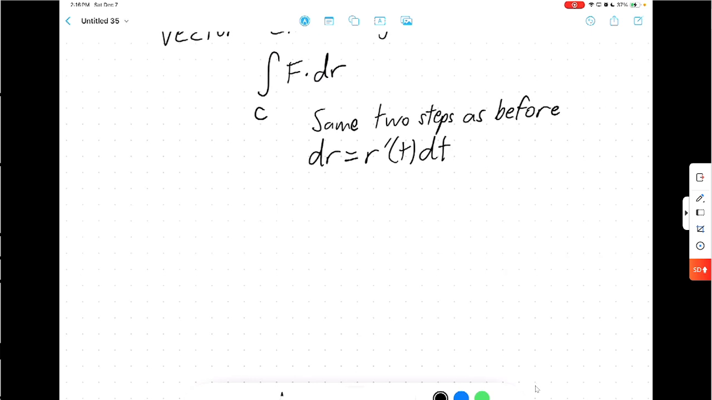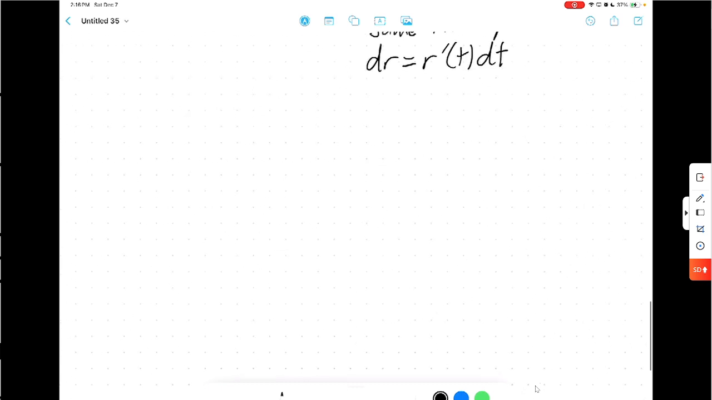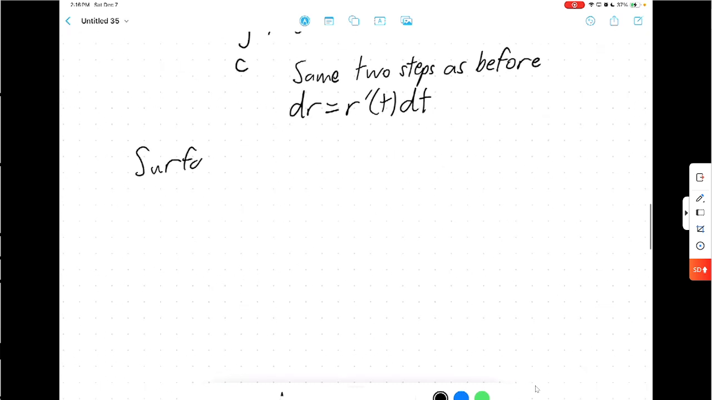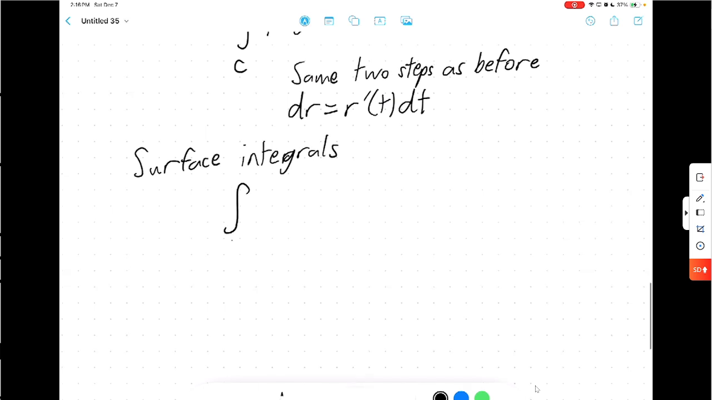All right, so that's it for that. Just a slight review of line integrals. For surface integrals, it's a very similar story, except we're going to have a double integral over some surface S. So we're going to start with the f dS like this. Here's d capital S.